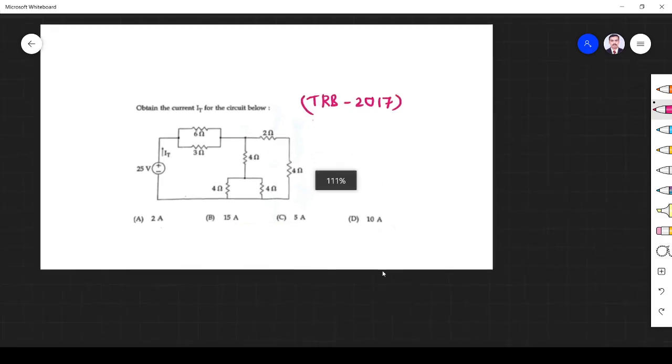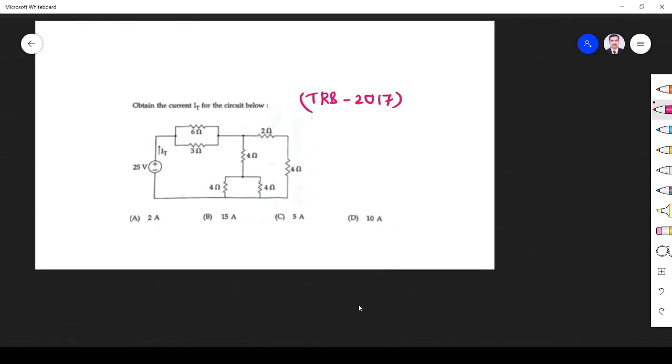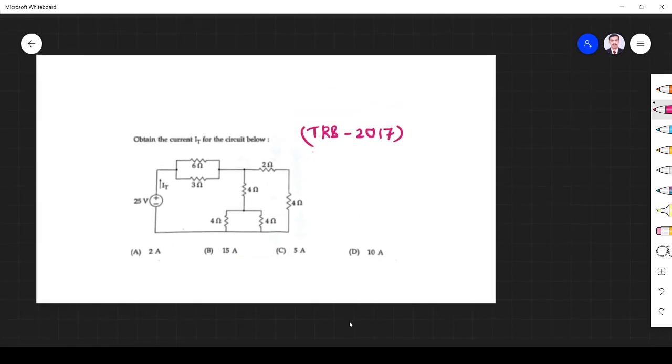The first question is, obtain the current I for the circuit shown below. They have given a voltage and a lot of resistances. So first we have to minimize the resistance value. Let us see that. Whenever you have a question like this, start from the right-hand side.